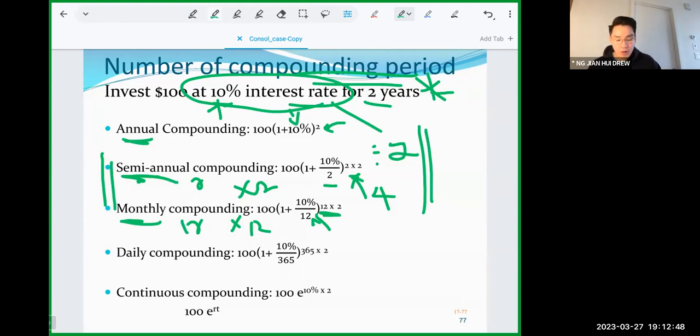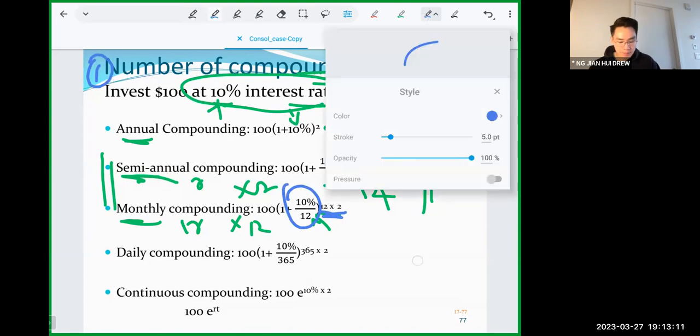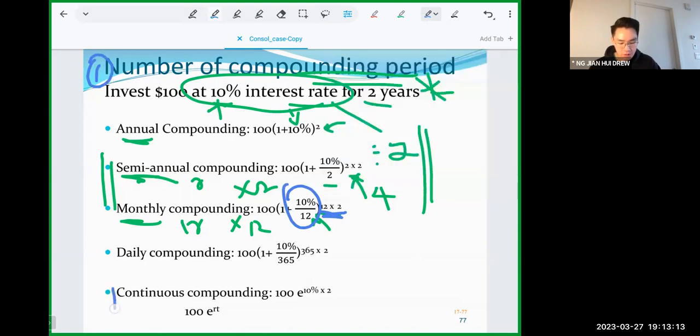So I want to highlight that you should always remind yourself the first thing to do is to see, in terms of compounding, whether it is annual, semi-annual, or monthly. And make sure you do the division of the rates and the number of periods. So always remind yourself. This is the first thing that you should take note of. All right. I will not go through continuous compounding because you will not be using it. But daily is the same, so you divide by 360.